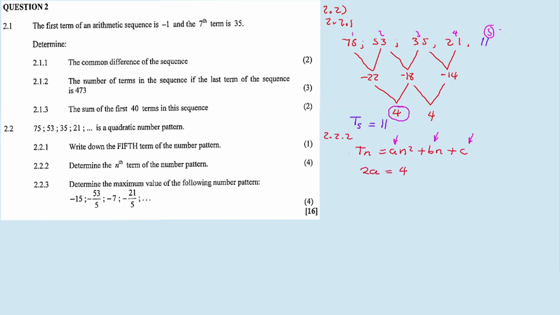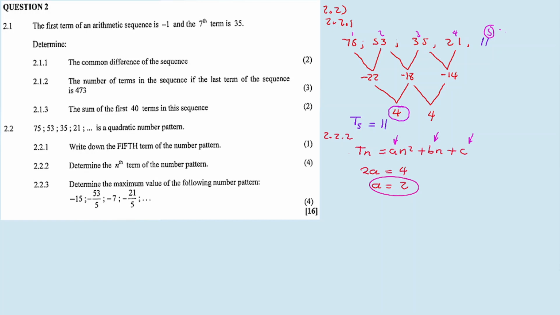So 2a is equal to the common difference, which is 4. In other words, you take the values from the first branch of your quadratic pattern. So 2a is equal to 4. Now divide both sides by 2. A is equal to 2.